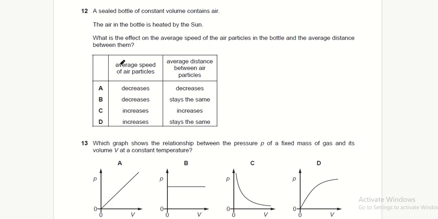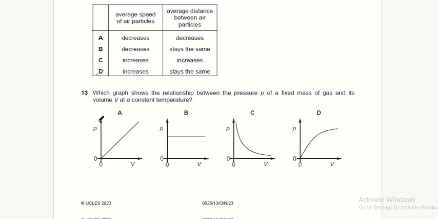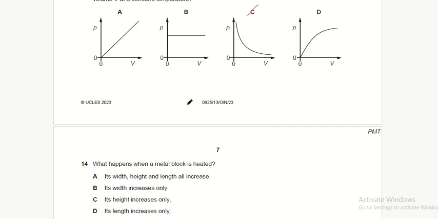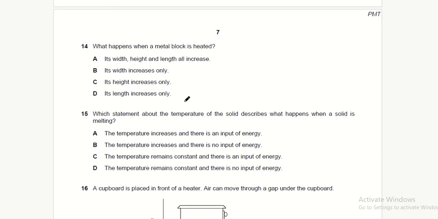As the bottle is heated by the sun, we have heat, thermal energy transferred to the air particles, so temperature increases, average speed increases, but the distance between particles stays the same. It only increases when the volume increases. The PV relation when T is constant is this graph, the Boyle relation.